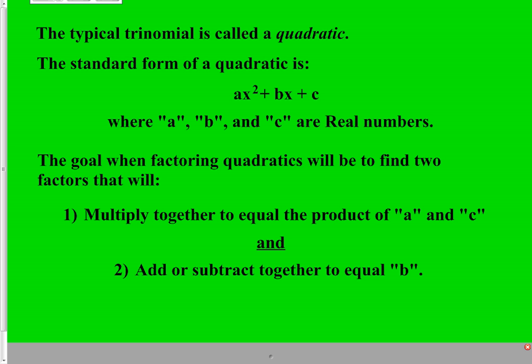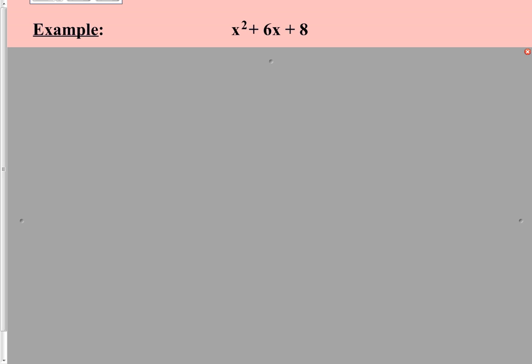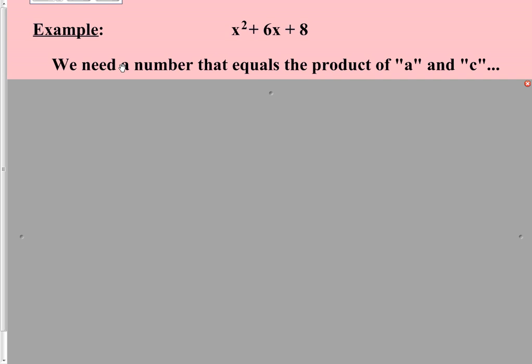Now, as you're going to see, it's a very specific formula or a very specific process to get this done. So we're going to need to memorize a little bit of a procedure here. So let's take a look at it. Let's say for example we're looking at the quadratic expression x squared plus 6x plus 8. Not a very difficult quadratic, very easy. However, let's say we need to factor it.